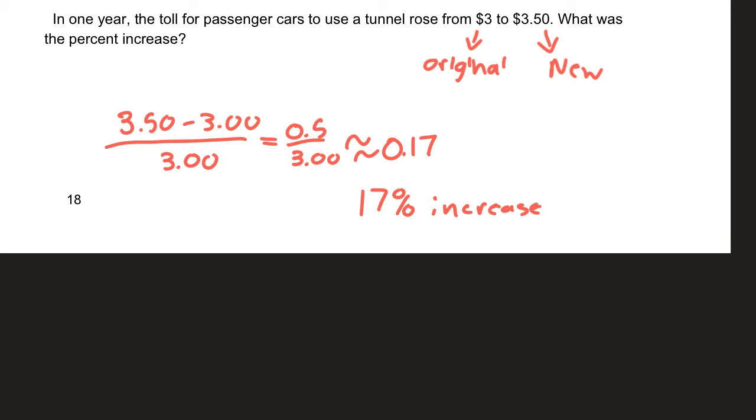Okay, so for this example, our new price for the toll is $3.50. Our original price for the toll was $3. So I would take my new price, $3.50, minus $3, divided by the original price of $3. So that was 0.5 over 3. I divided and rounded to get 0.17. That is a 17% increase in the price of a toll.